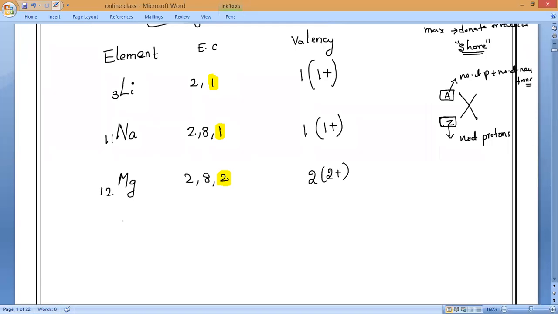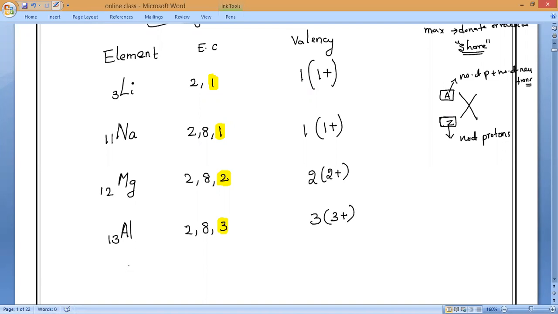Next, after magnesium, let me take aluminium. So we all know aluminium is 13. So the configuration is 2, 8, 3. Now tell me, what are the valence electrons? 3. So its valency is what? 3, or we can say 3 plus.